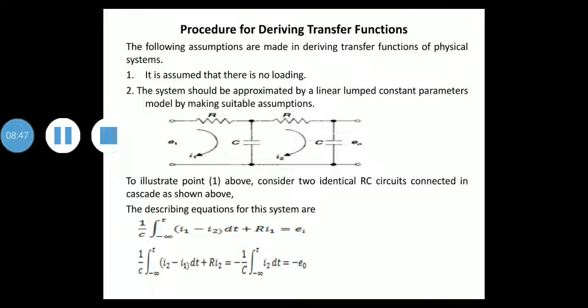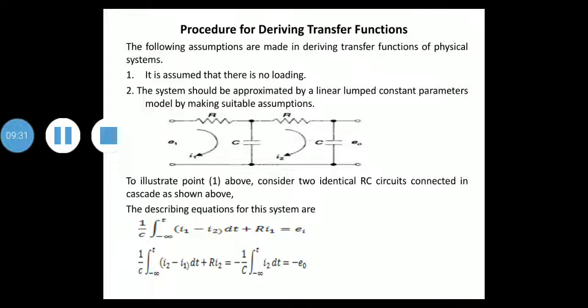The following assumptions are made in deriving the transfer function of physical systems. So what are the assumptions? 1. It is assumed that there is no loading. What this means is that no power is drawn at the output of the system. If the system has more than one non-loading element in tandem, then the transfer function of each element can be determined independently, and the overall transfer function of the physical system is determined by multiplying the individual transfer functions.